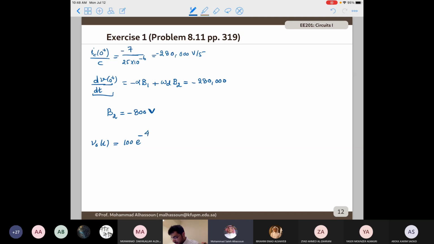Alpha in this case was 400, e to the minus 400t, cosine 500t, I'm sorry, 300t, minus 800 sine 300t. The unit is volt, and this is valid for t greater than or equal to 0. Okay.